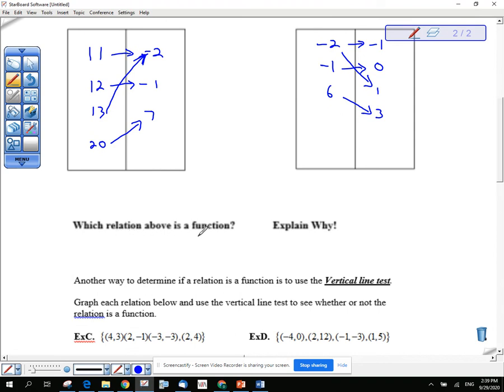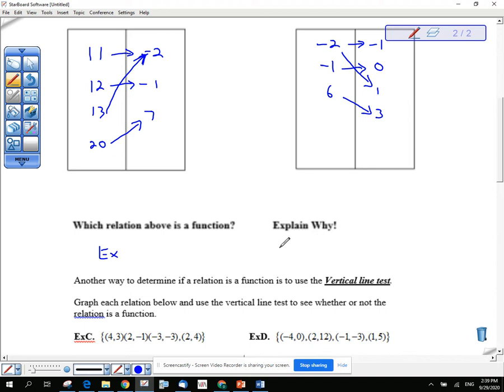So which relation above is a function? We've already said that example A is a function. Example B is not a function. Why? Well, I won't write the whole thing out, but you could say one output for each input. And example B has 2 outputs for an input of -2. Okay, so let me say that again.